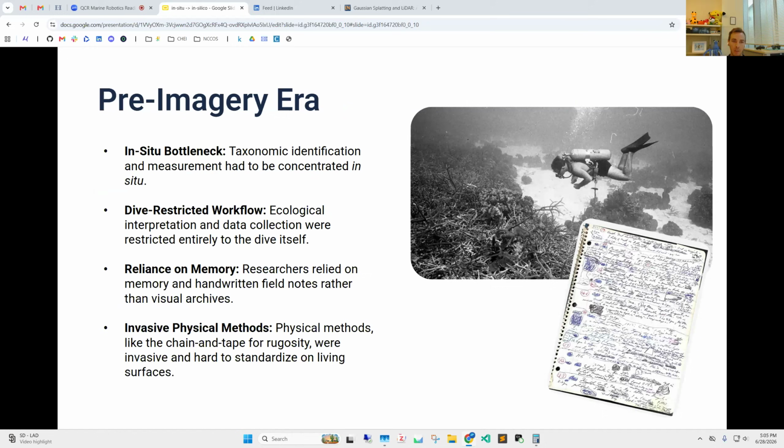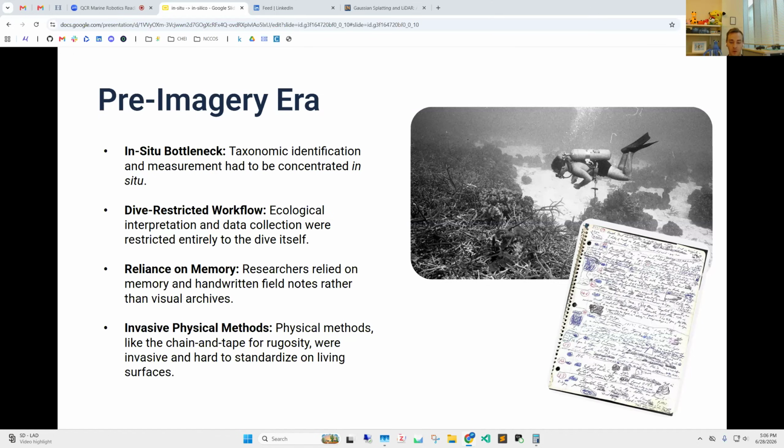Starting out, before we talk about computer vision, we actually have to remember where reef monitoring actually started. And this is in the pre-imagery era where everything just happened underwater. You had to identify species and count them and physically measure the reef structure, all while fighting the clock, how much air you had in your tank, how much bottom time you actually had, which is sometimes limited based on where you're at. And once you surfaced, the visual context is completely gone, right?